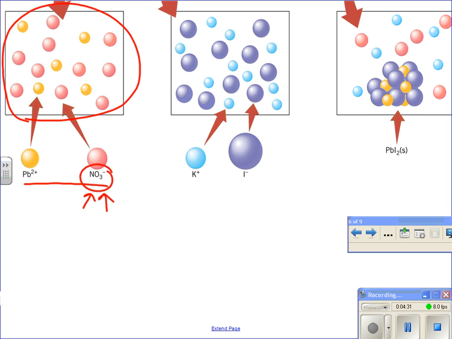You end up with a whole bunch of ions in one beaker. KI. Why is this soluble? Because K is a group 1 metal. If you look on the periodic table, it's a group 1 metal, so it's always soluble. You put that in a beaker, and if you notice, the ions are broken up.